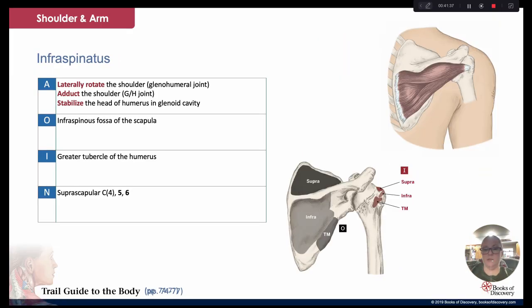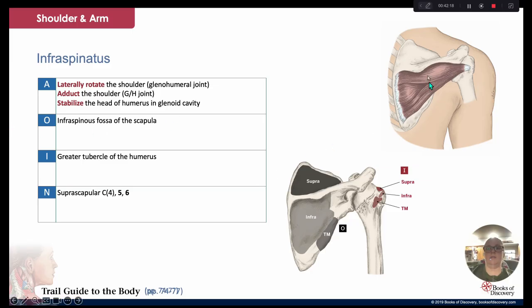Infra. And here's a cool diagram that shows you all these rotator cuff muscles on the posterior side and where they attach. So they're going to need spots on the greater tubercle that are near each other to do the actions that they need to do. So your infraspinatus, which is inferior to the supra, will laterally rotate your shoulder, adduct the shoulder, and again, like I said, stabilize that shoulder joint so it doesn't pop out.